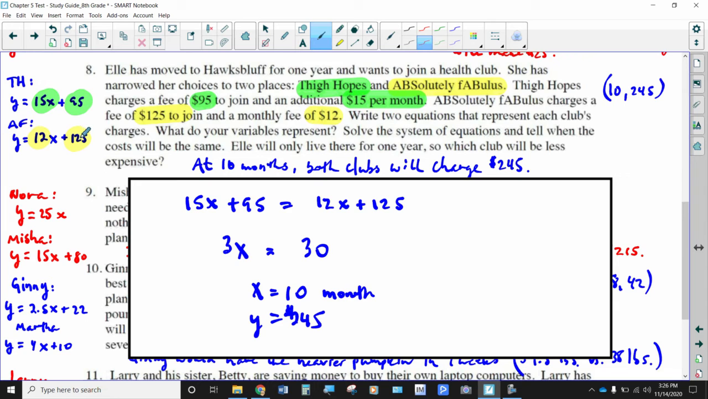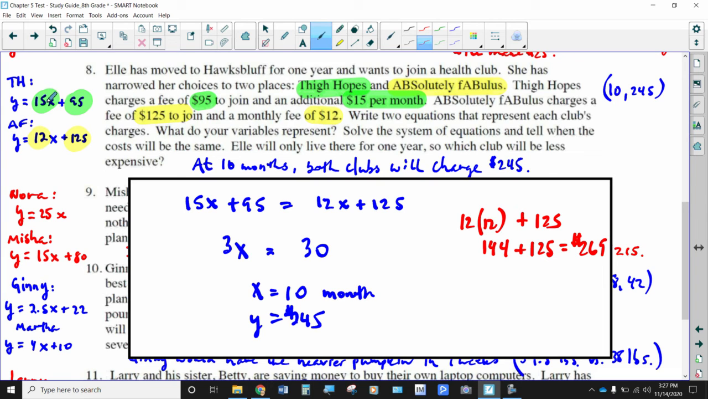At 10 months, they become equal, which means this one is the line that eventually passes it, right? I'm going to do this one in red. We know in 12 months, it's going to be 12 times 12 plus 125. So that is 144 plus 125, which is $269. That's if she went with this one.